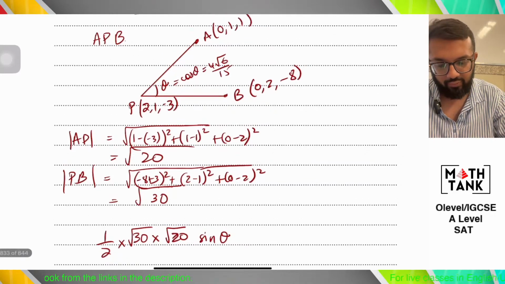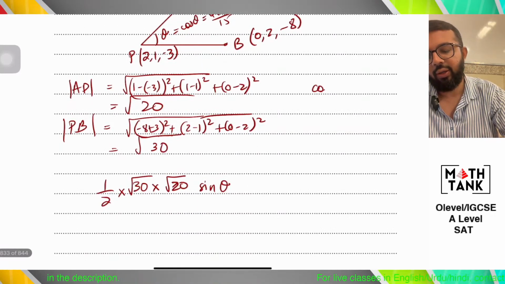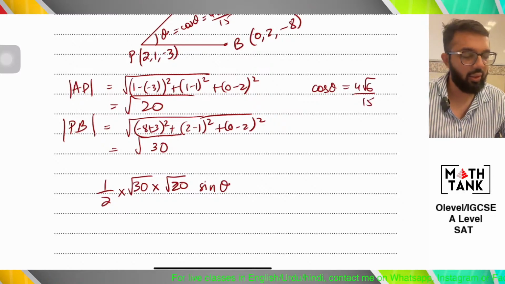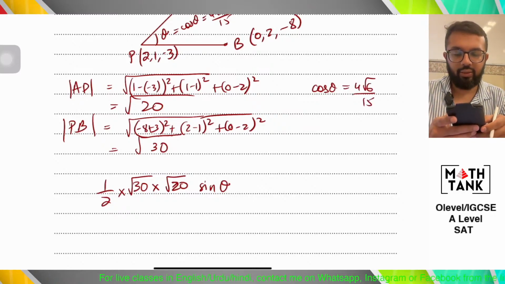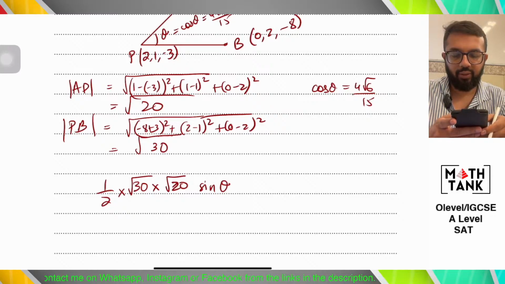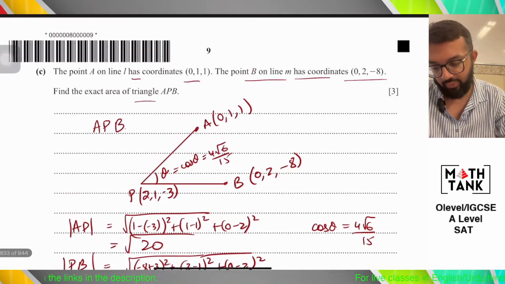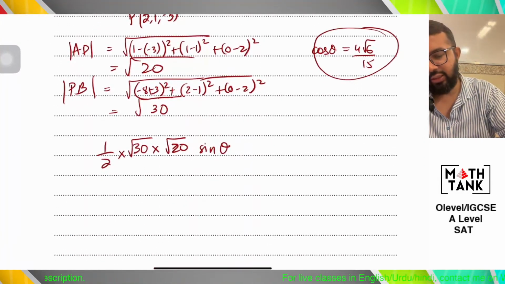Now I don't have sine of theta, I instead have cos of theta. If cos theta is 4 root 6 over 15, I can convert that to sine theta. I think I might be able to do this with my calculator only. I do cos inverse of the answer that I have, and then sine of that. Let's see if it gives me an exact value. No, it's not giving me an exact value, which means that I will have to change this manually.